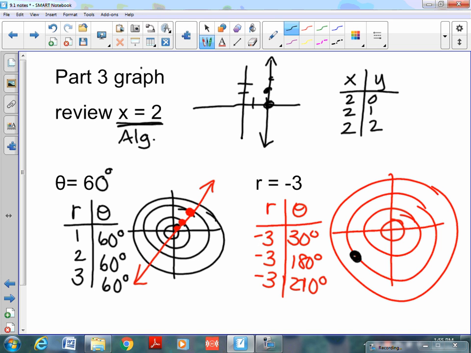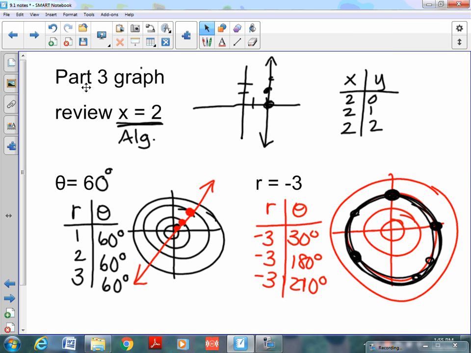What's a negative 3, 180? Negative 3, 180 is over here. A negative 3, 270 is right here. So what happens if I did all the angles? What would it make? A circle. Because you could put it here, here, or in algebra, you made vertical lines and horizontal lines, correct? In polars, you make diagonal lines and circles, correct?